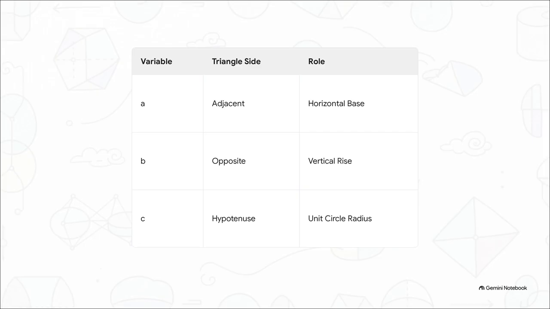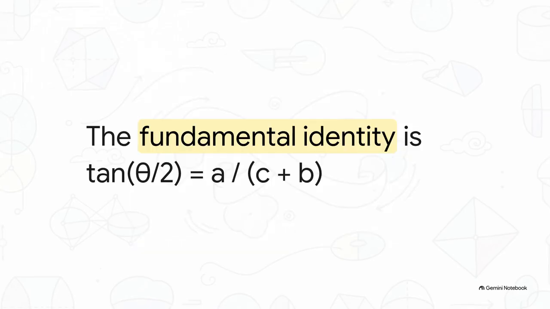B is the opposite side, which is our vertical rise. And C is the hypotenuse, which incredibly conveniently doubles as the radius of a unit circle that our entire triangle sits inside. So keep those in mind: base A, rise B, and radius C. Using that triangle, we start with a standard baseline from trigonometry, the fundamental tangent half-angle identity. That identity is tan(theta/2) = A/(C+B). This is our launchpad. Our goal now is to simplify this fraction to unlock our pure mathematical engine.